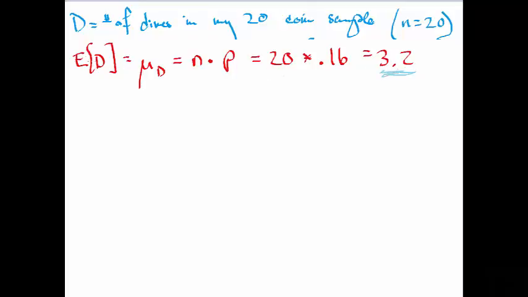On the average, this word expectation, which is what the E is for, has a different meaning, remember. Within the context of probability, it means that on the average, we expect to see 3.2 dimes in a sample of 20 coins. So if you were to take multiple samples of 20, sometimes you'd see 3, sometimes exactly 2, sometimes 4, sometimes 5. But if you averaged all of those counts, you would get 3.2.